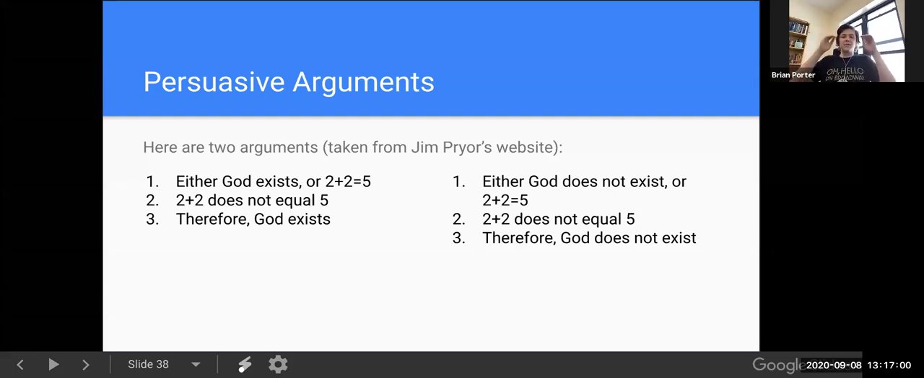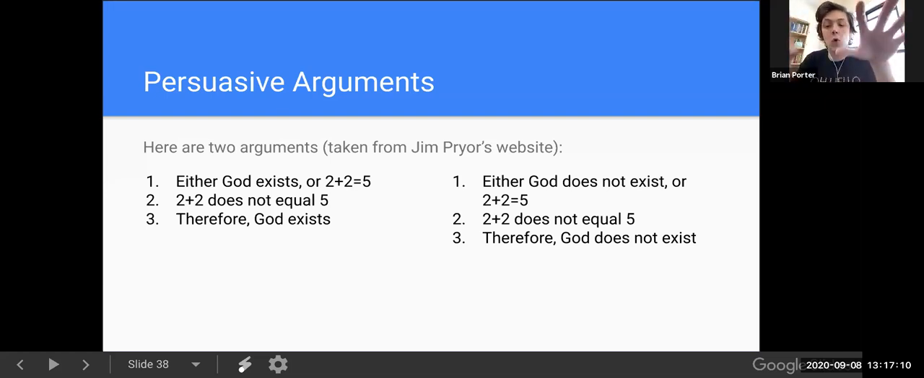Either God exists or 2 + 2 = 5. 2 + 2 does not equal 5. Therefore, God exists. That argument is valid, as is the one on the right. Both of these arguments are valid. They're of the same form. And premise two, that 2 + 2 does not equal 5, is true. So the second premise of both arguments, totally true.